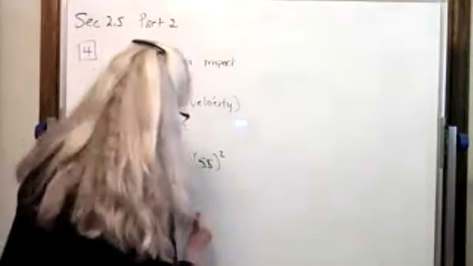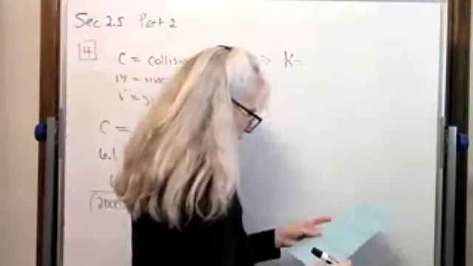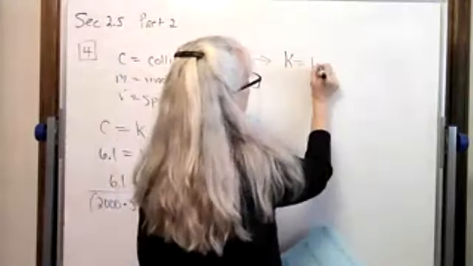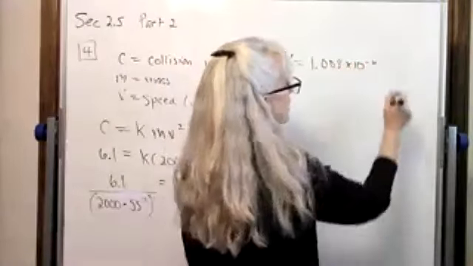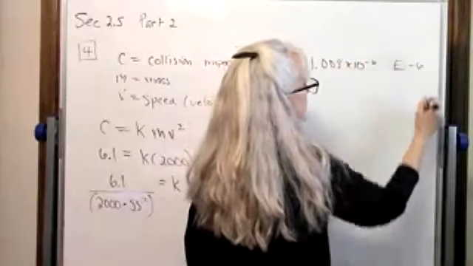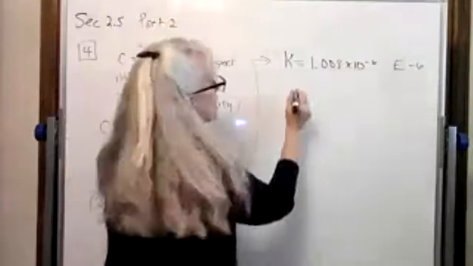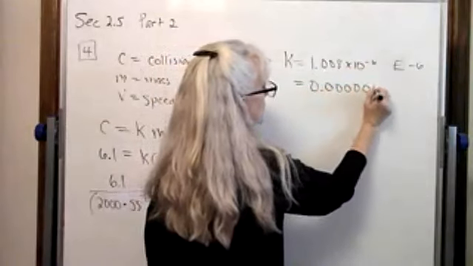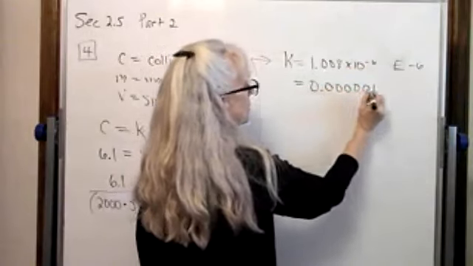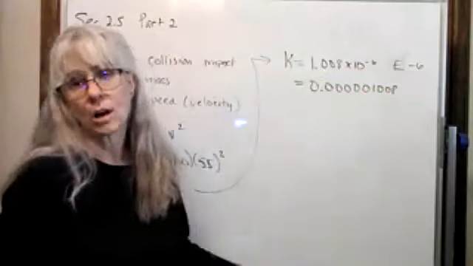If you do that, I ended up with a really teeny tiny little K. I ended up with 1.008 times 10 to the negative 6. On the calculator, it shows up as an E and then negative 6. It simply means that the decimal place has been moved over 6 places. So this is really 0.000001008. So pretty tiny for whatever K is, our constant.